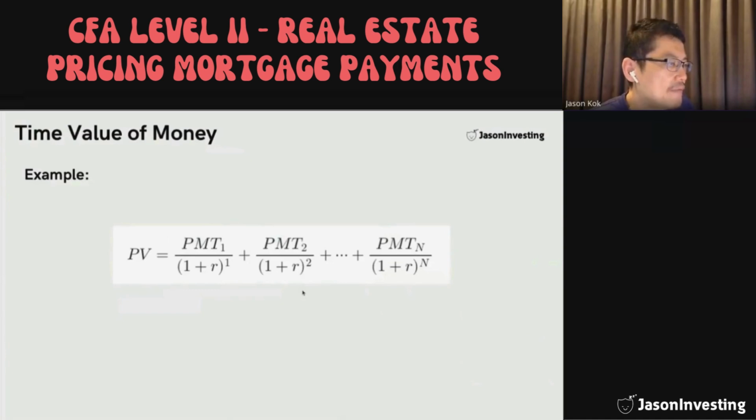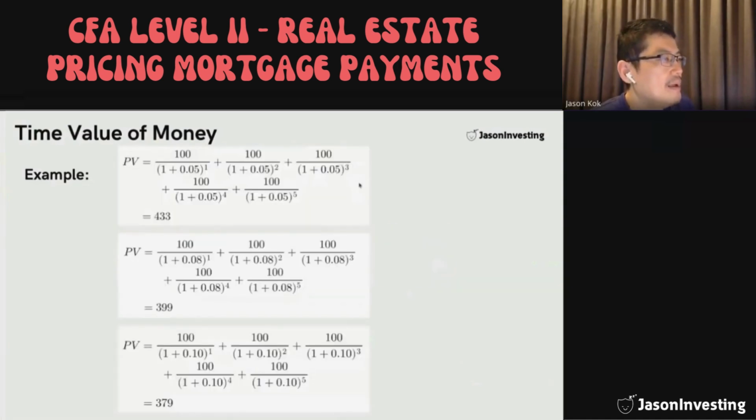Does that now remind you of a fixed rate mortgage payment? $100 will be your mortgage payment, and the one at the bottom will be your mortgage rate. Given a mortgage rate or required rate of return of 5%, this will give you a present value of 433. And similarly, if it's 8%, you get a lower number, 399 and 379. So in terms of this PV, if this is like a mortgage instrument, this would mean that the bank will lend you $433 now, and you will pay $100 every year until the 5th year.